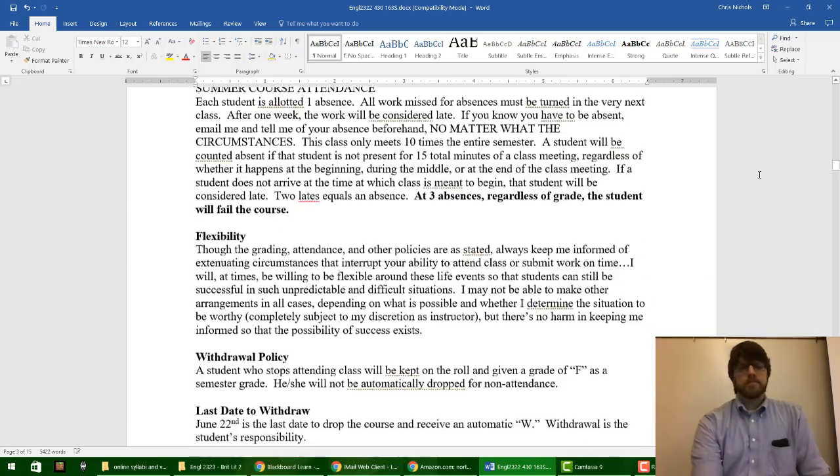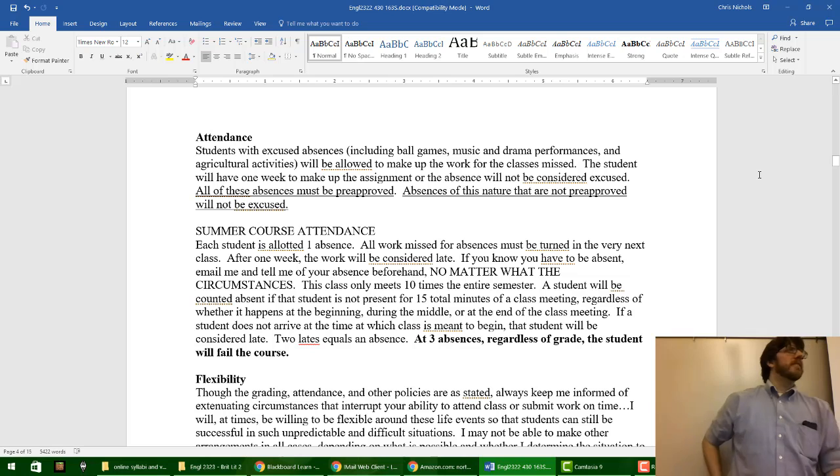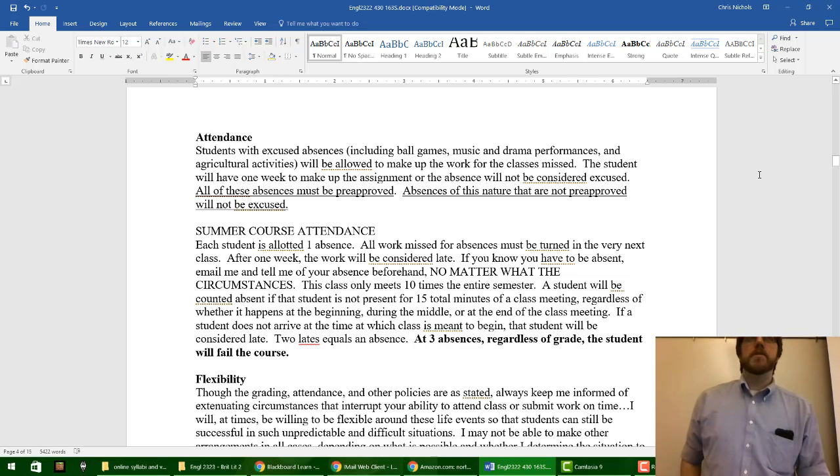Next page. Let's talk about attendance because a summer course is very strange when it comes to attendance. Now, I will say some things, and then there will be a flexibility section right after, so listen to both.